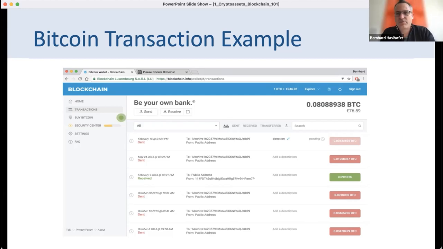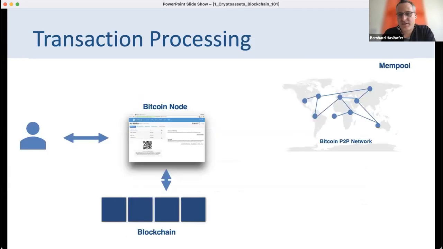So 0.08 Bitcoin is nowadays more than just 76 euros, but it doesn't really matter. Important to understand is what happens in the background. So when I created this transaction using my custodial wallet at blockchain.info, and you can use any other wallet provider service that's out there, what happened is I basically interacted with a service that is attached to the Bitcoin peer-to-peer network and also has a local copy of the blockchain.